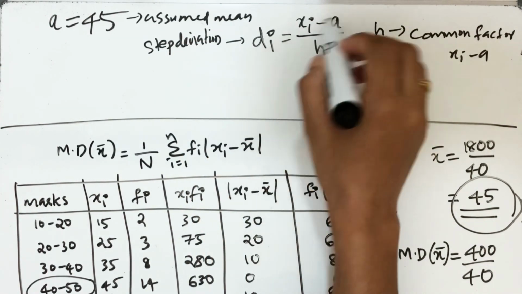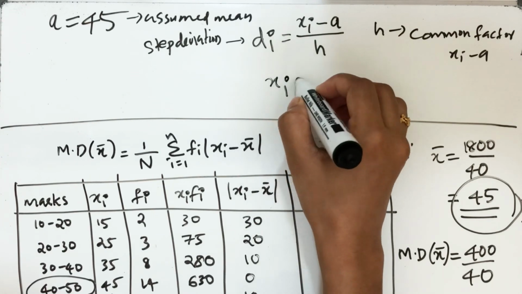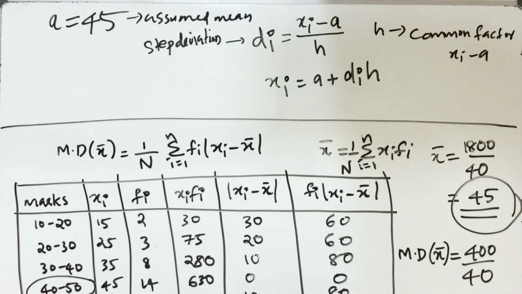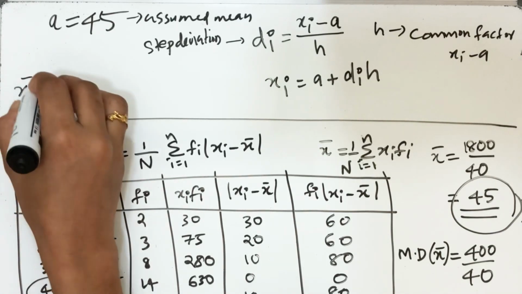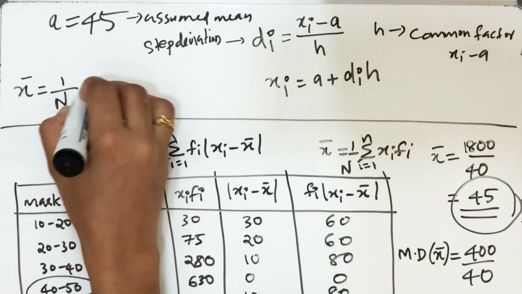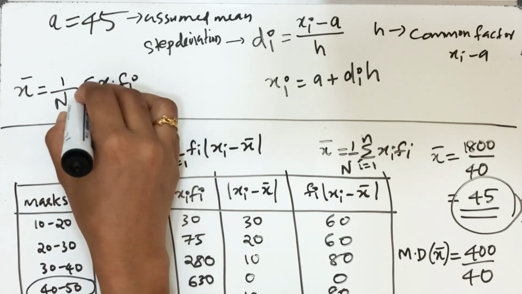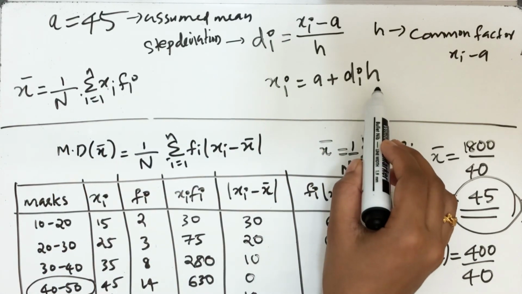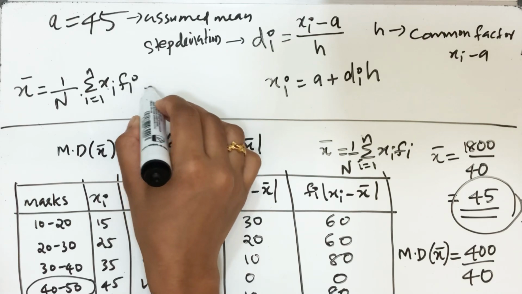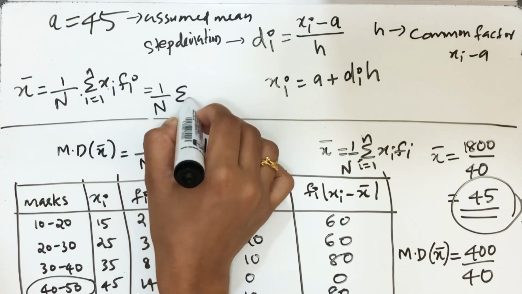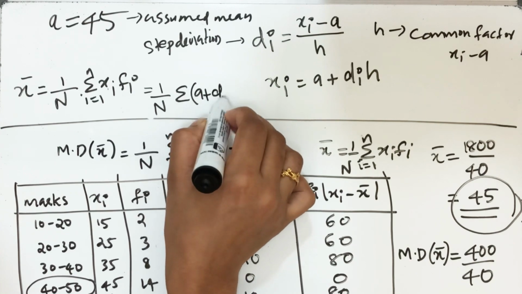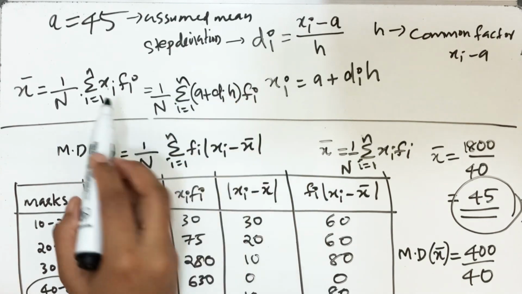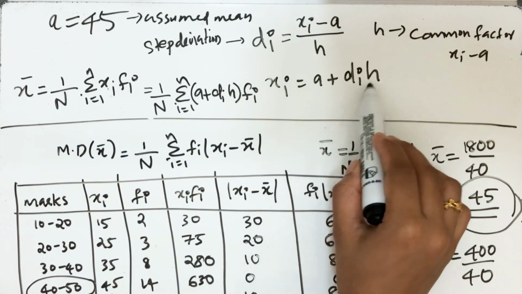So what is xi from this? We will get xi is equal to a plus di into h. We know the formula for the mean: X bar is equal to 1 by n into sigma xi into fi, i from 1 to n. Substitute xi as a plus di into h. So we will get 1 by n into sigma a plus di into h into fi. Instead of xi, substitute a plus di into h.